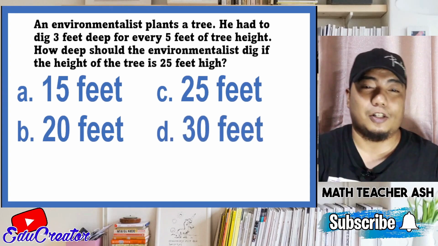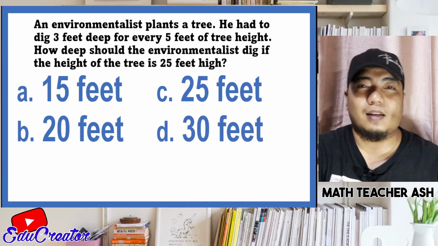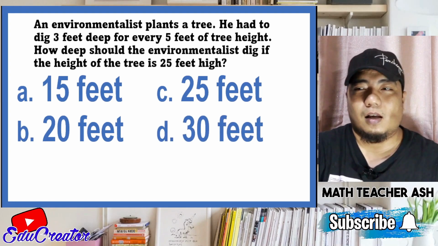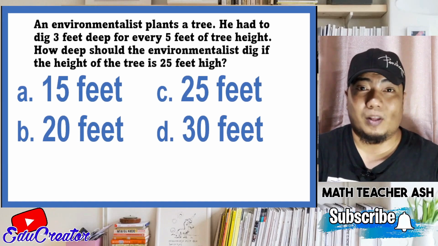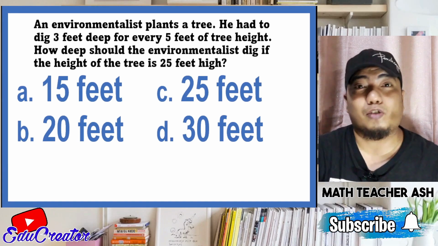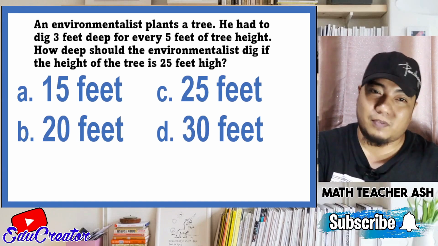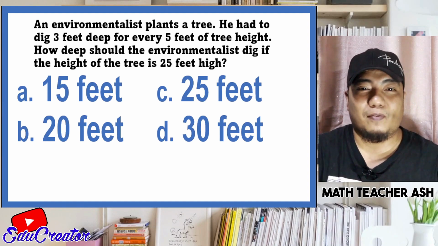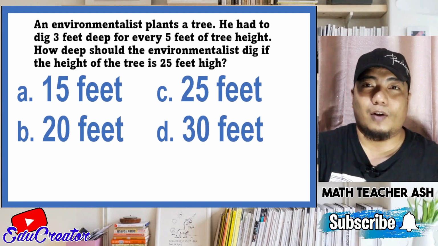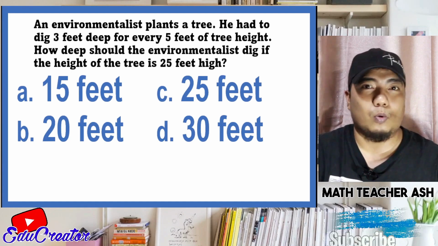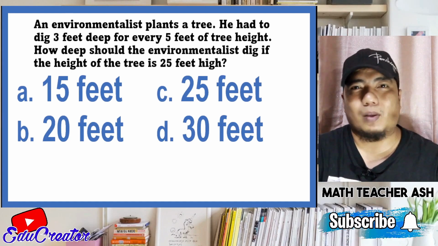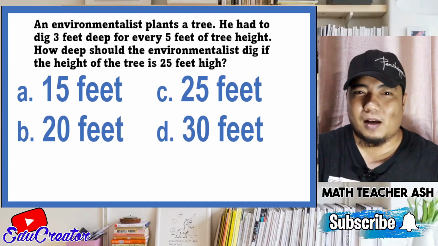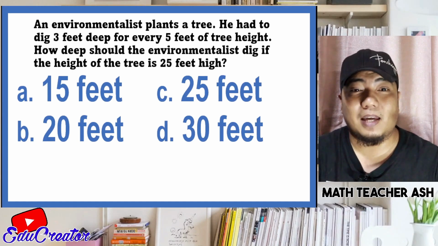Okay, my dear math learners, as we know, the given in the statement is the real height of the tree, which is 25 feet, and you have the ratio 3 is to 5. 3 feet deep of digging for every 5 feet of height. So if your height becomes 25, if you check what happened to 5, why it became 25, it is multiplied by 5.